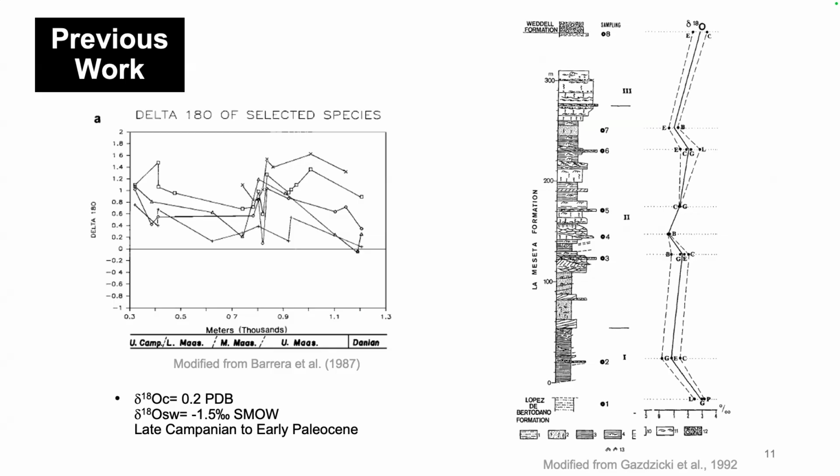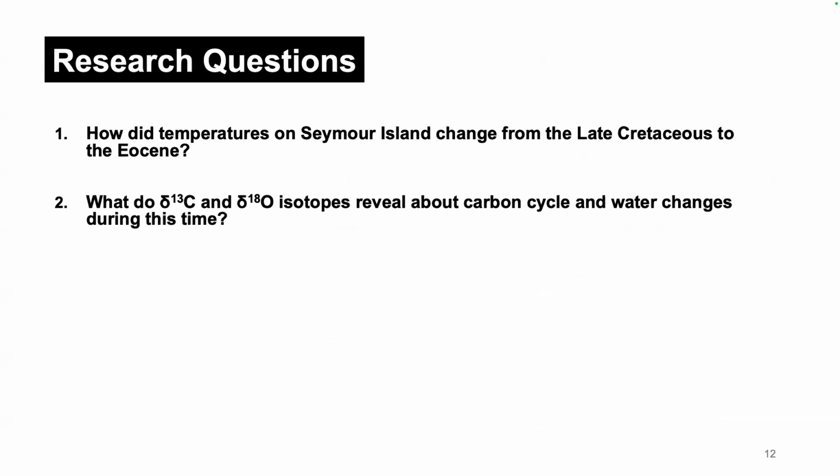Gazdzicki et al. found fluctuations between 0 and 3 in the La Meseta Formation, consistent with a cooling trend linked to early Antarctic glaciation. In the next few slides, I will discuss how clumped isotopes and delta 13C and delta 18O analysis provide insights into past climates and environmental changes in the Antarctic Peninsula, specifically focusing on Seymour Island.